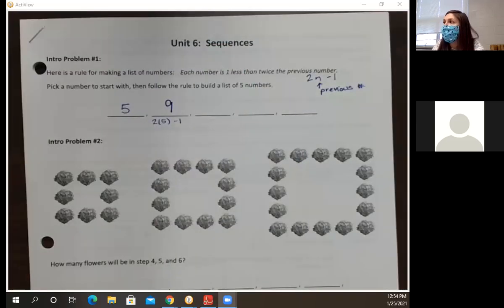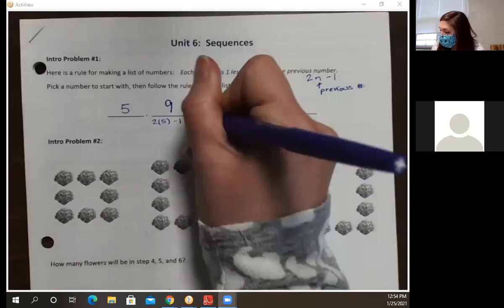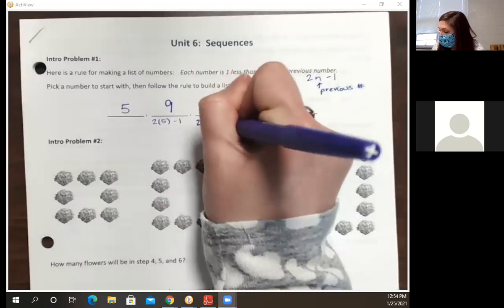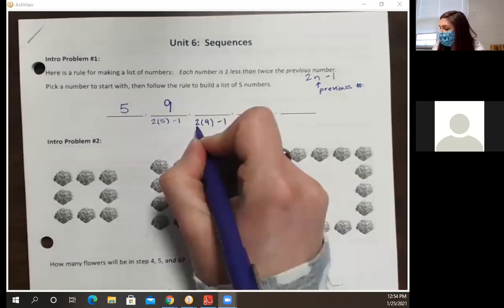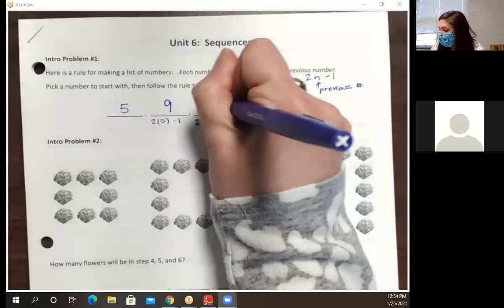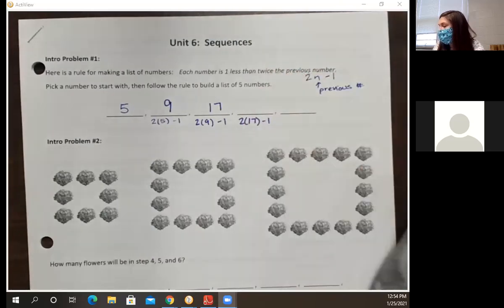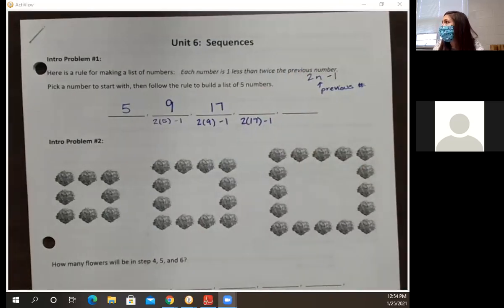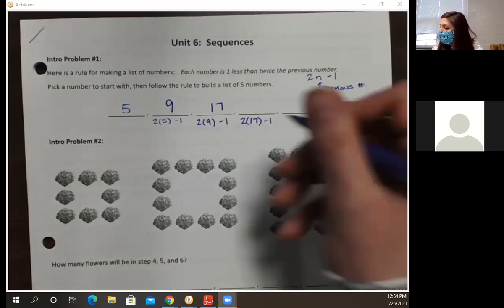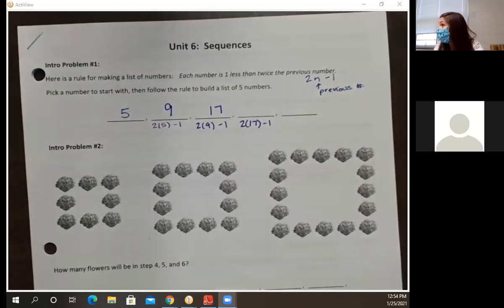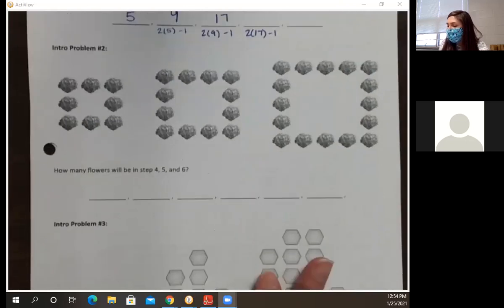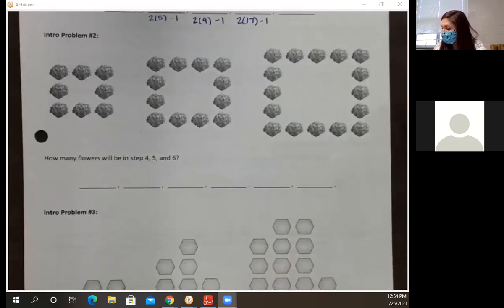And then I follow the same rule to find the next number. So that would be 2 times 9 minus 1. That would be 18 minus 1 is 17. And then 2 times 17 minus 1. And I would continue that pattern on and on until, well, in this case, I got to that last blank spot on my paper, but I would continue that pattern using that same rule. That makes sense?